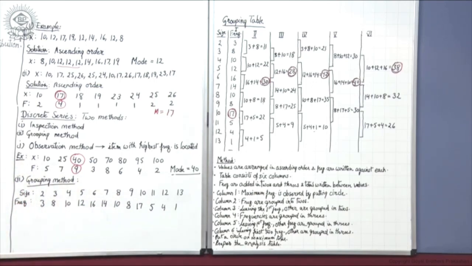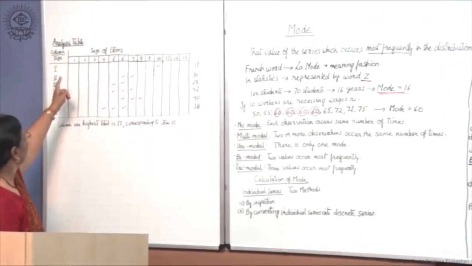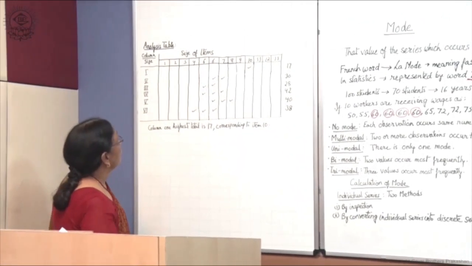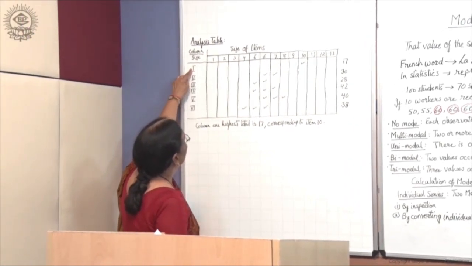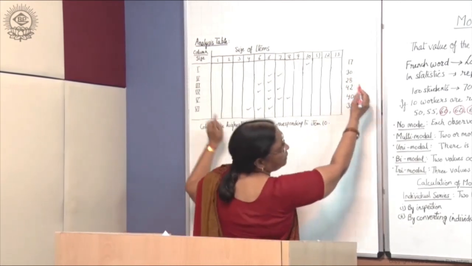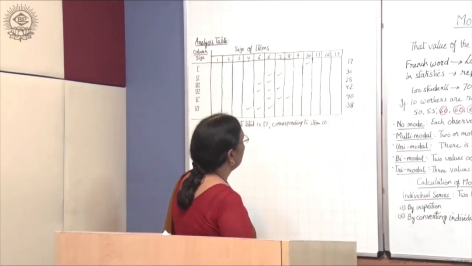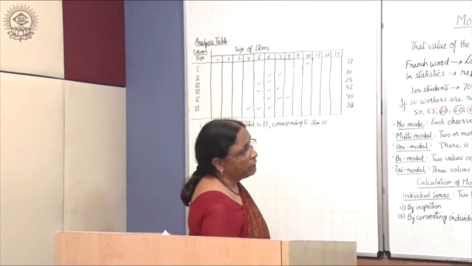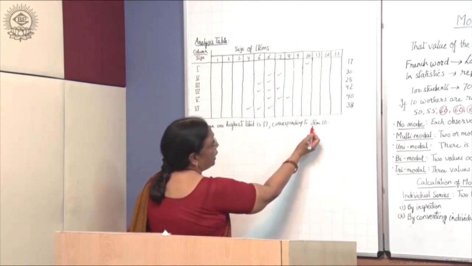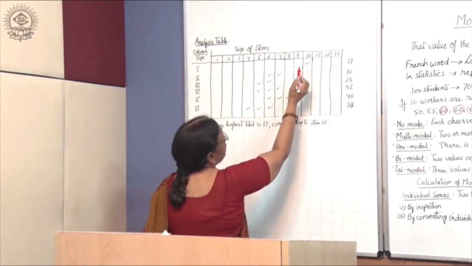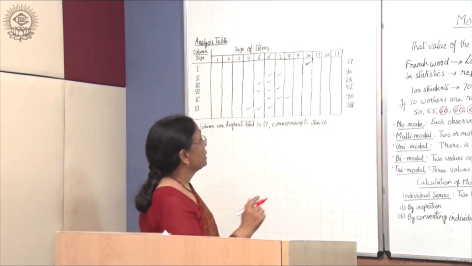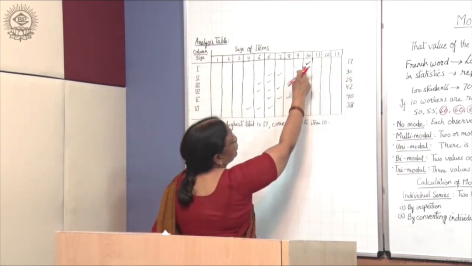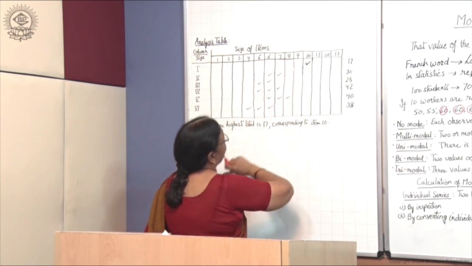Same example. Now, analysis of the table. Here, first column: 17, as I told you, 17 is the highest frequency, and the corresponding item in front of 17 is 10. So, you will write a tick mark at 10. 17 is the highest frequency, corresponding item is 10.